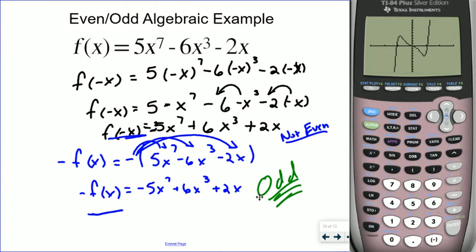Okay? So that's how we go about this. We're going to check it first with our calculator. Then we're going to algebraically plug in negative x for every single x we see in our original function. Then, if it's still not the same function, we're going to take a negative of our original function and see if this guy matches this guy. If they do, it's odd. If neither of those work, then it's neither of the two functions. Okay? So let's take a look at another problem.